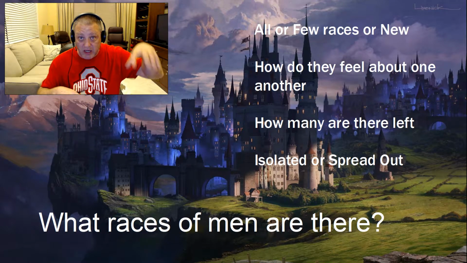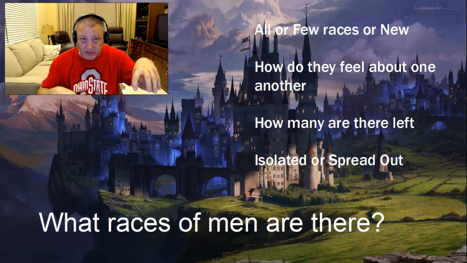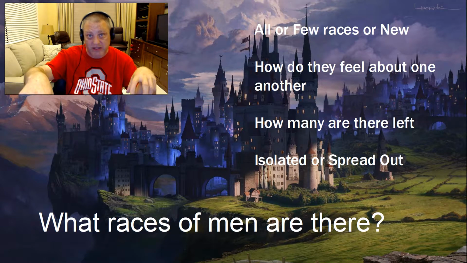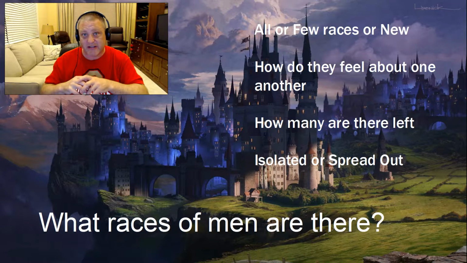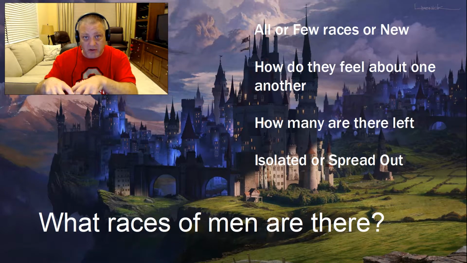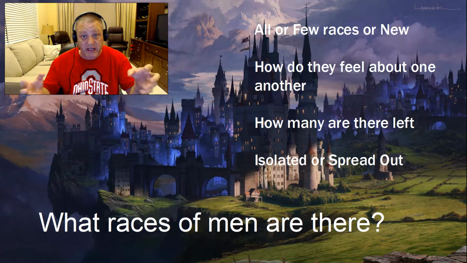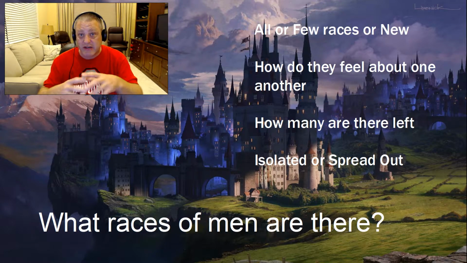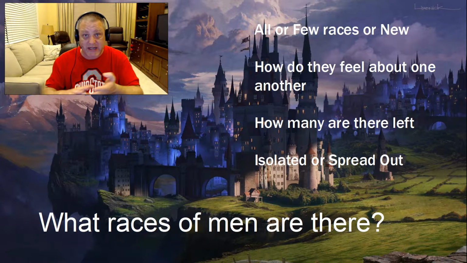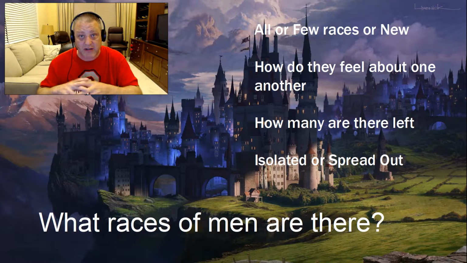So is there a region where all the elves live, and a region where all the dwarves live, and a region where all the halflings live, and a region where all the humans live, and they don't interact much? Or is it that you go into a town and you see all kinds of different races of men? You see elves, dwarves, halflings, and humans all intermixing and working together.